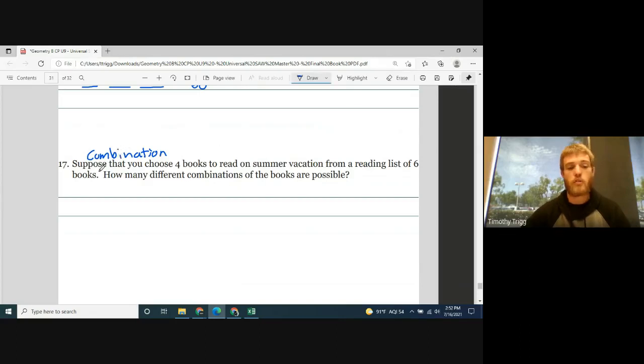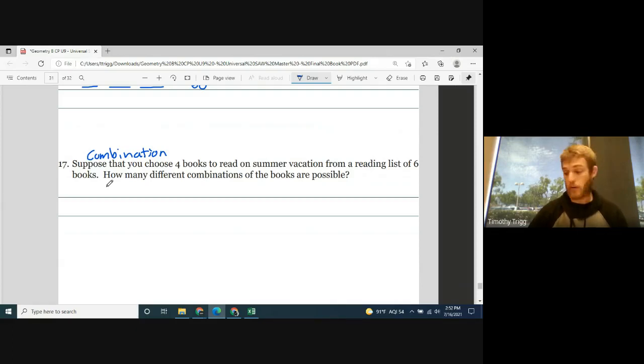it doesn't matter if it was put first or second or third on the reading list. At least it doesn't seem like the order matters here, right? If a book is on the reading list, it's either on the reading list or it's not. There doesn't seem to be any significance about being put first or second or anything like that. So in this case, this is a combination.